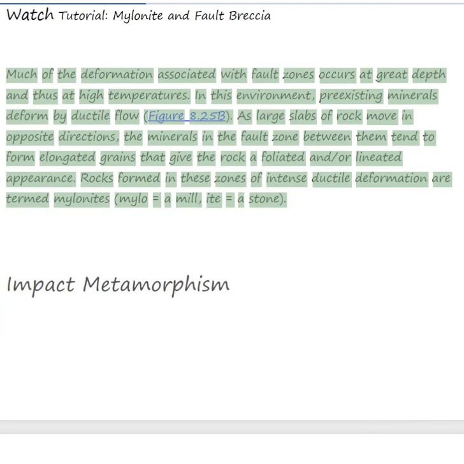Much of the deformation associated with fault zones occurs at great depth and thus at high temperatures. In this environment, pre-existing minerals deform by ductile flow. As large slabs of rock move in opposite directions, the minerals in the fault zone between them tend to form elongated grains that give the rock a foliated and/or lineated appearance. Rocks formed in these zones of intense ductile deformation are termed mylonites.